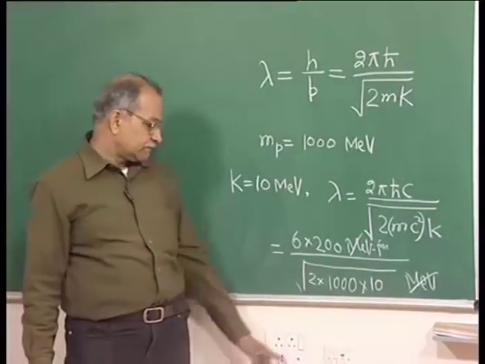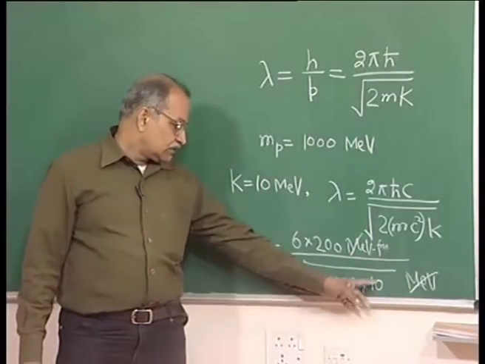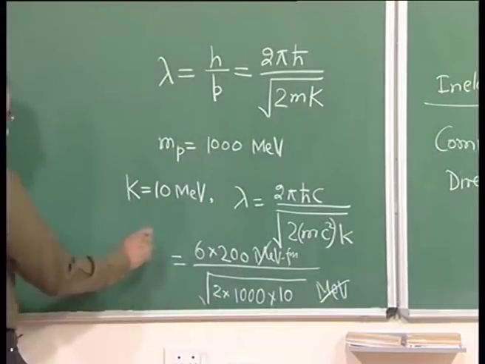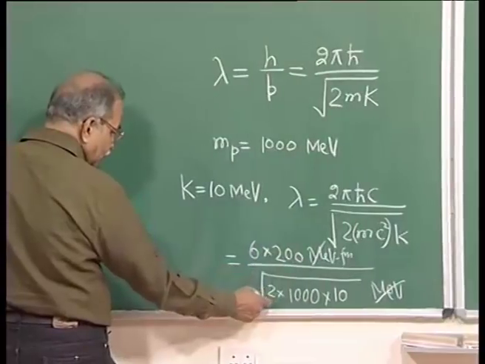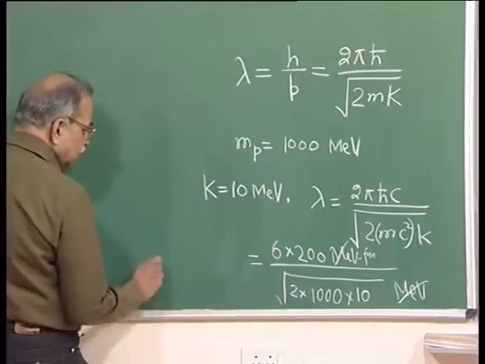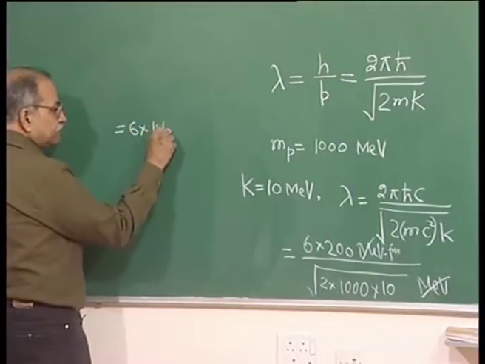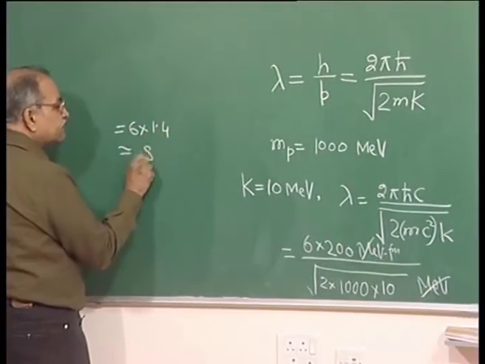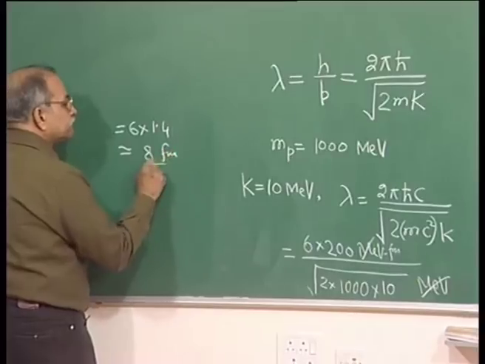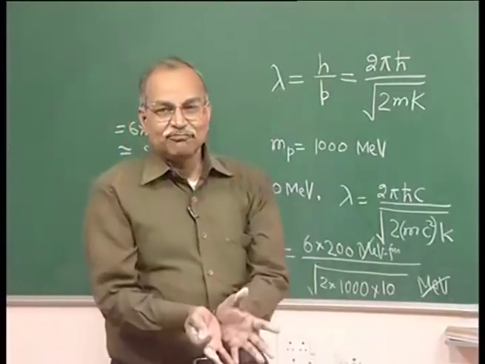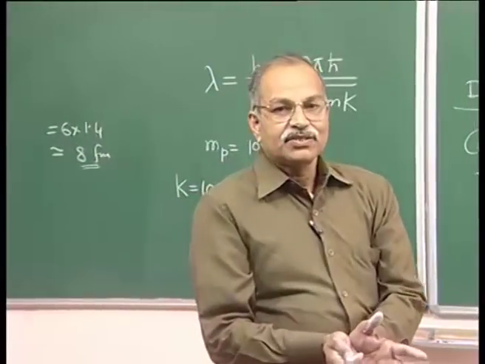Now, how much is this? This is 100 here and root 2 here. So, 100 will go with this, root 2 will make it root 2. So, this will be equal to something like 6 into root 2, 8 femtometers. So, the kind of size of medium weight nucleus, right.